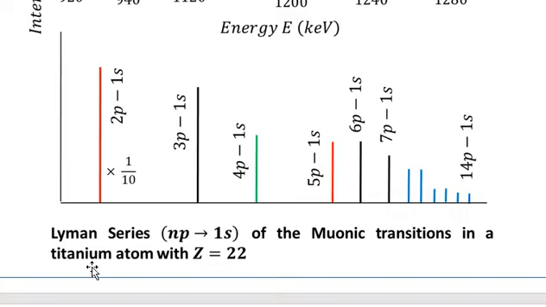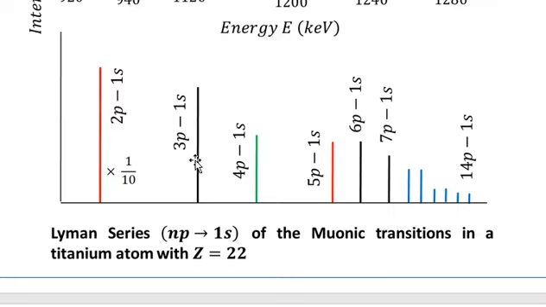So here we are talking about the titanium muonic atom, having Z equal to 22, and the transitions shown are for the Lyman series. The first transition is from 2p to 1s, and you see that this is the transition I have shown. This has been exaggerated by multiplying it by 1/10. Otherwise, this was an increased transition, and we have multiplied it by 1/10 so that we can reduce its magnitude.